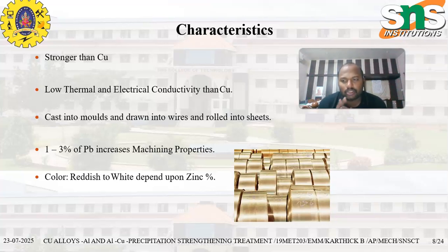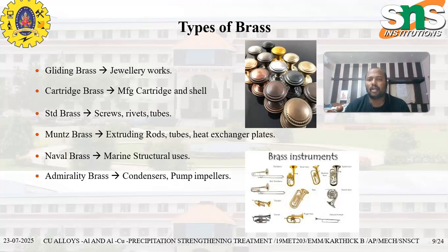The next point is that 1 to 3% of lead is used to increase the machining property. If we want to increase the machinability of this copper alloy, we add lead to the copper. Copper is a reddish brown color, but brass changes its color from reddish to white, because of the addition of zinc.